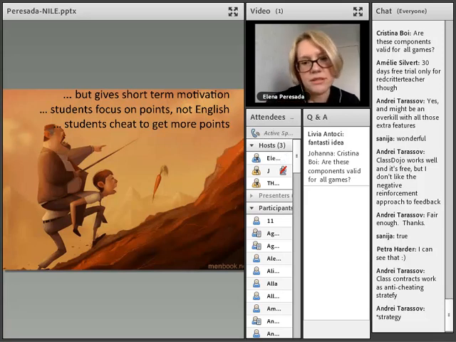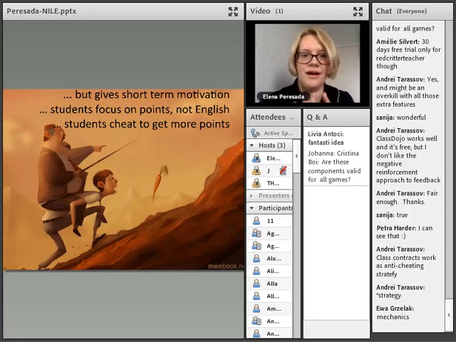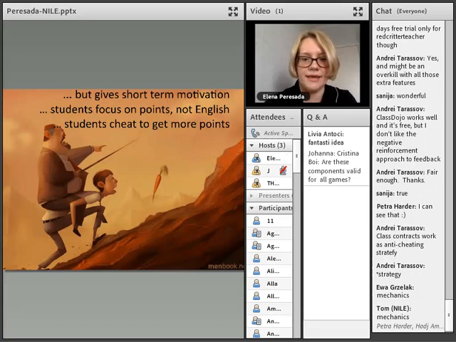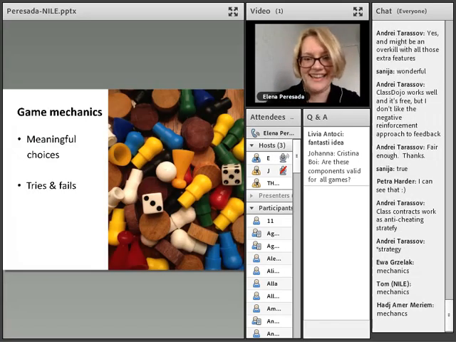And who remembers what is the second level of the gamification pyramid? Okay, does anybody remember what was the second layer? I showed you this pyramid at the beginning. Mechanics, yeah, game mechanics. Very good, Eva. Okay, and Tom, thank you.